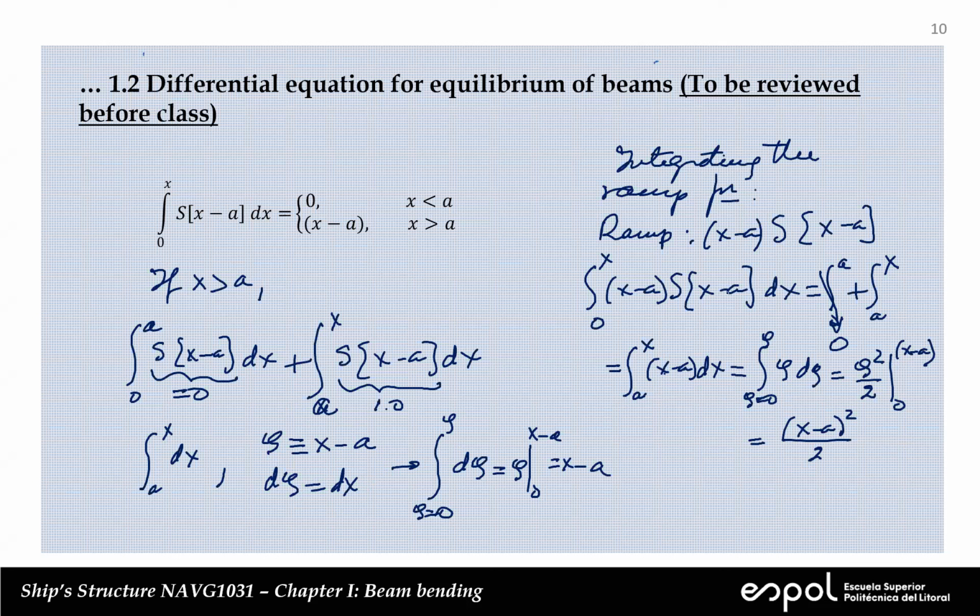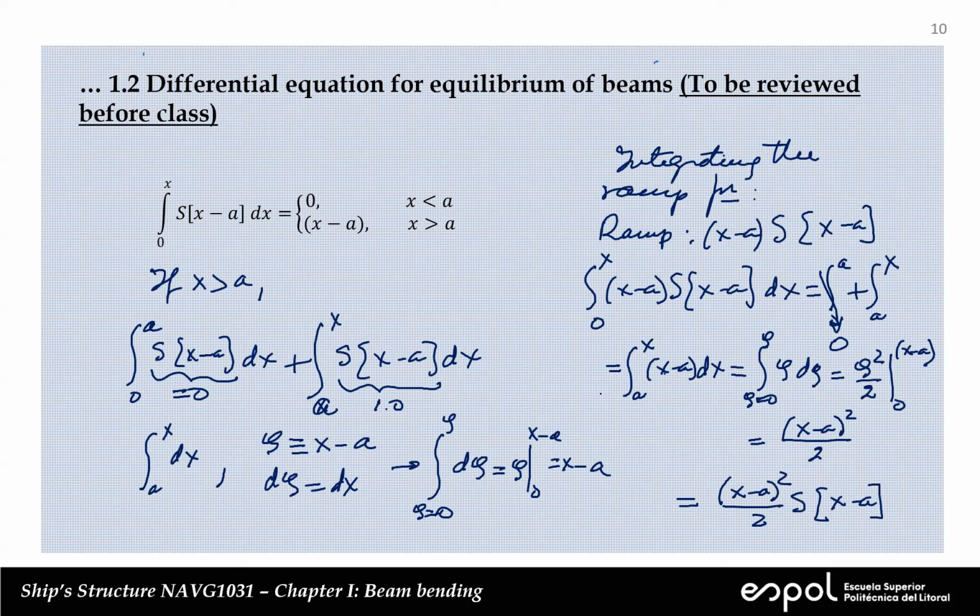So if we want to summarize this, we're assuming that x is larger than a. So we can express the integral as x minus a squared divided by 2 when x is larger than a. If x is less than a, the whole integration will give you 0. So this way, we can integrate the ramp function.